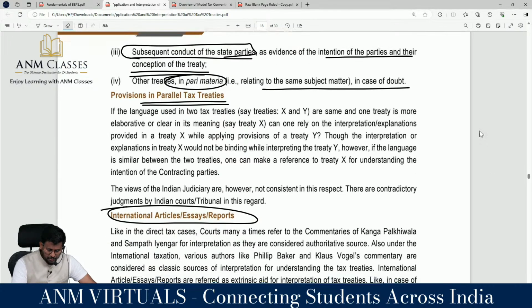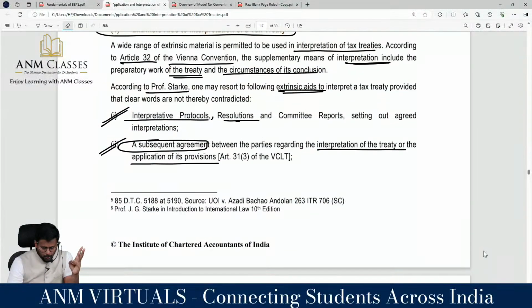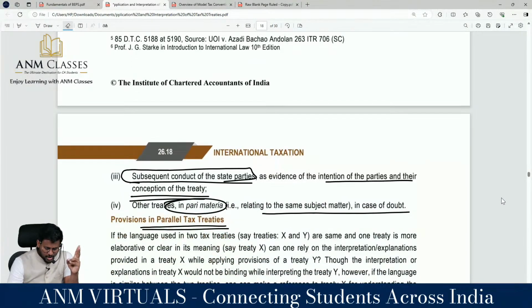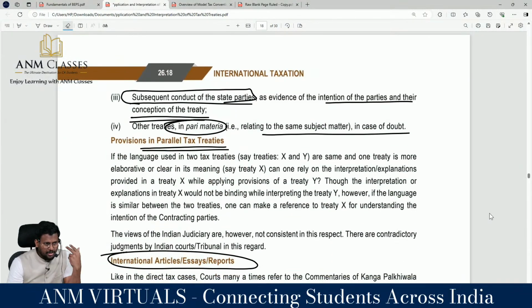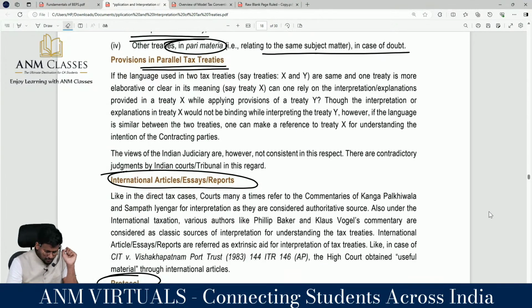Other treaties in pari materia, that is, in relation to the same subject matter, in case of doubt. Now if our treaty, the India Russia treaty, is doubtful, then see what the India Pakistan treaty says. If the same matter is dealt with there, then whatever interpretation is given there, like similar goods or identical goods, the same interpretation can be given here also. Are you all ready with me? So these are the external aids. Number 1, interpretative protocols. Number 2, subsequent agreement. Number 3, subsequent conduct of the state parties and other treaties, that is pari materia.